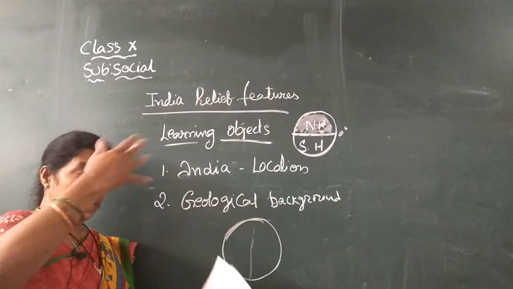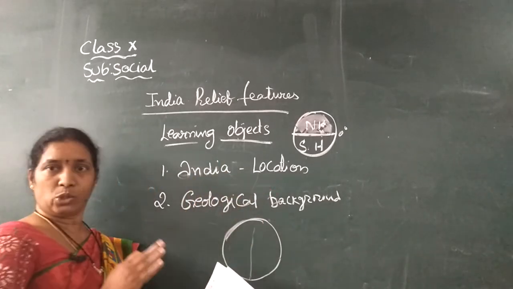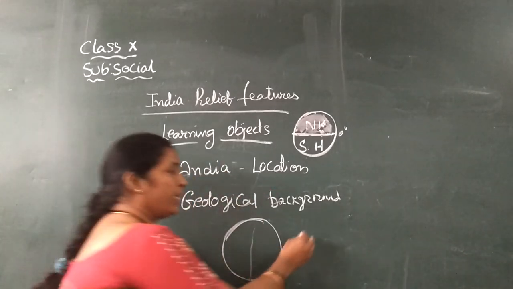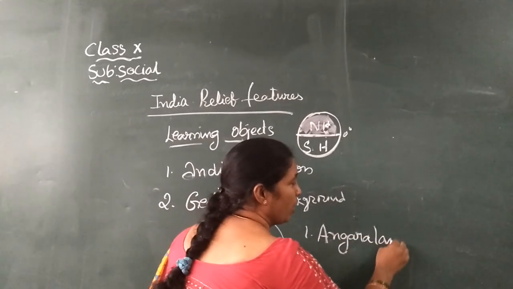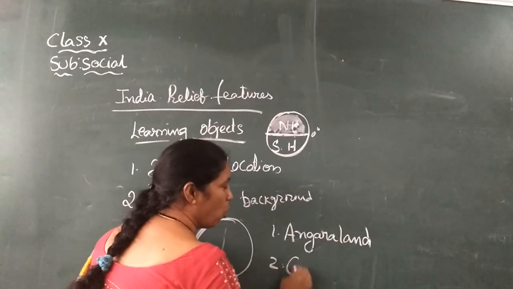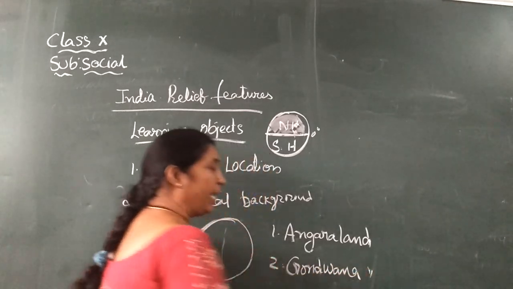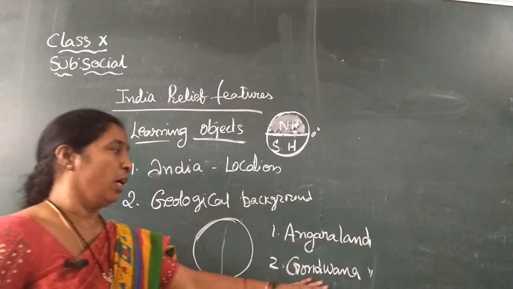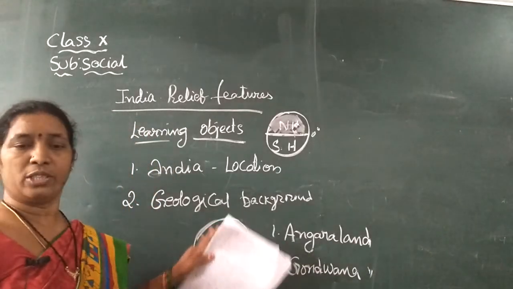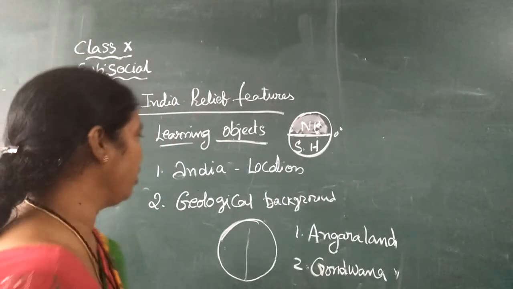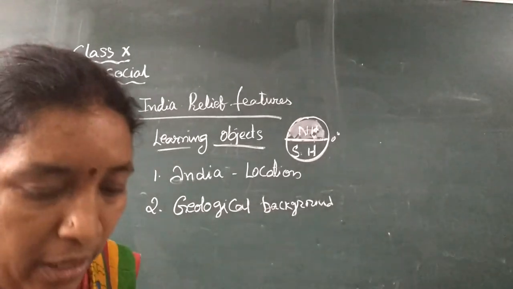Now, after millions of years, we have 7 continents, but before that the total world was only 2 parts. One is Angara land and the other part is called Gondwana land. The Indian plateau belongs to Gondwana land. This information is enough for this chapter, and then we'll go to the major relief features.